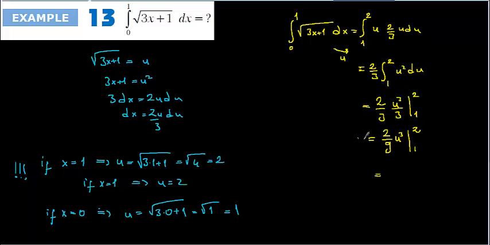First I'm going to substitute: 2 over 9 times 2 cubed minus 2 over 9 times 1 cubed is the answer. 2 cubed is 8, times 2 is 16 over 9, minus 1 cubed is 1, times 2, is 2 over 9. The answer is going to be equal to 14 over 9.